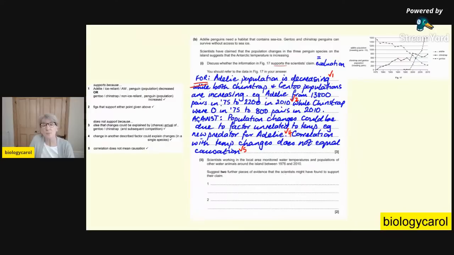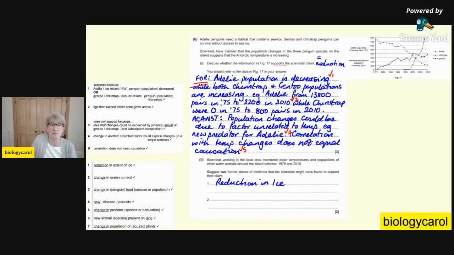They monitored water temperatures and populations of other water animals. Okay, suggest 2 further pieces of evidence that the scientists might have found to support their claim. Well, if they monitored water temperatures, they would have seen, obviously, that the ice cover reduced. So I put reduction in ice. I couldn't actually think of anything else.